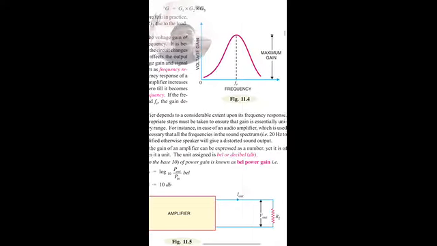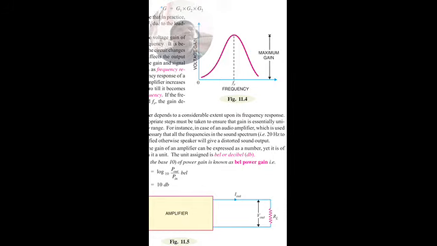So that is the importance of frequency response, or what we call the bandwidth of the amplifier. The bandwidth is nothing but the range of frequencies over which the gain of an amplifier remains constant or uniform. In general, the gain of the amplifier is represented as a number because it is the ratio of output quantity to the input quantity.